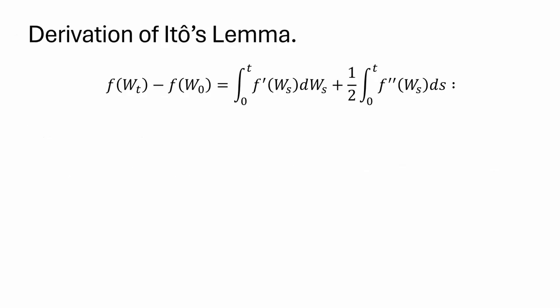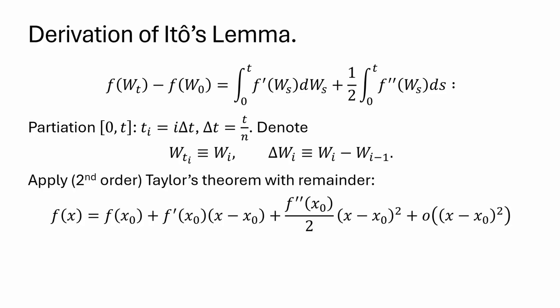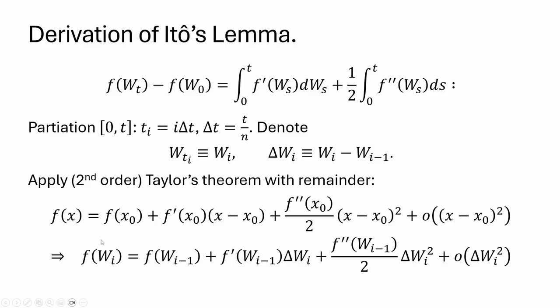Now let's use the same approach to derive Ito's lemma. We partition the interval 0 to t the same way, and then we introduce two notations for W the same way we did in the first two episodes. We write W_{t_i} as W_i and delta W_i as W_i minus W_{i-1}. It's just for simplicity. Next, we apply the Taylor theorem with a second order term. Substitute x equals W_i, x_0 equals W_{i-1}, and x minus x_0 equals delta W_i.